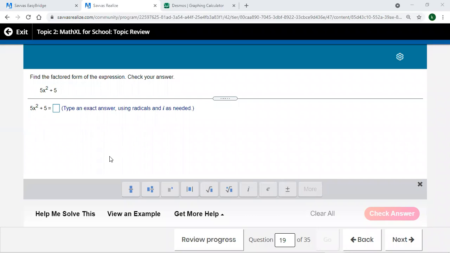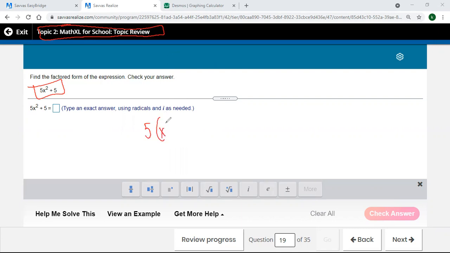Alright, everybody, we're just cruising along here in the topic 2 review of Algebra 2. And what we've got going on here is they want us to get this in a factored form. Well, one thing that we've got here is we could factor out the 5. So if we factored out the 5, we'd have x squared plus 1.